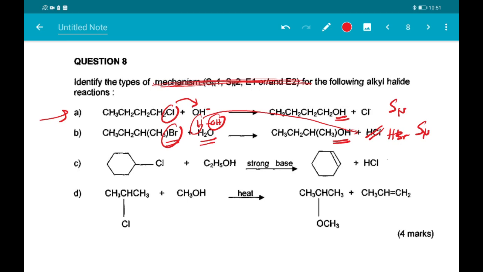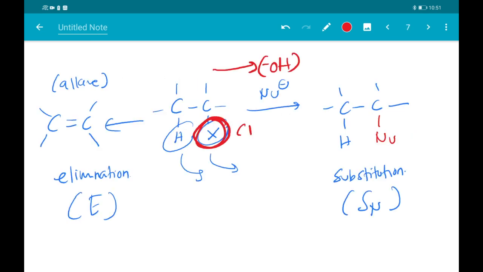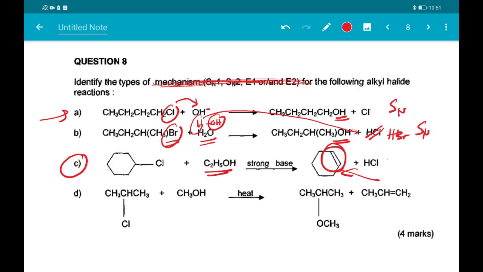For C, we have 1-chlorohexane which reacted with ethanol in a strong base. As you can see here, there is formation of a double bond. If we refer back to our earlier diagram, we notice that any elimination reaction will produce a double bond, compared to substitution, where we are replacing with the nucleophile. So any product which results in the formation of a double bond will be considered as elimination.